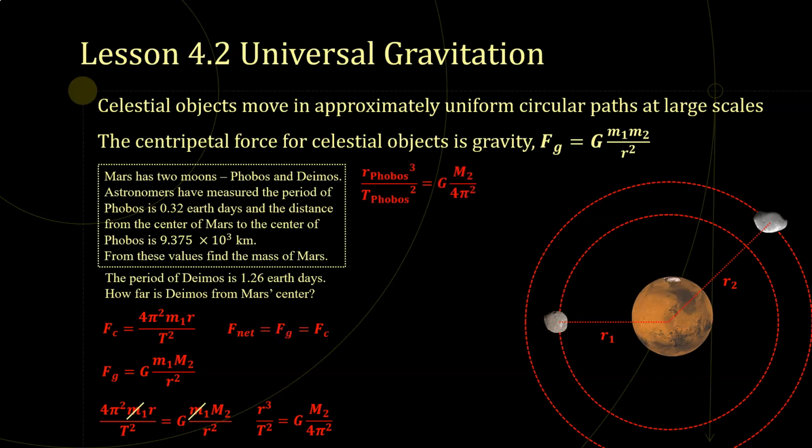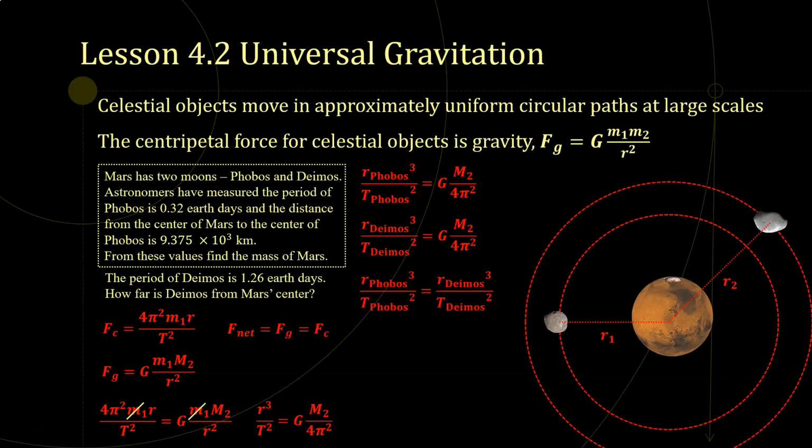So let's take a look at what this would look like if we were calculating this for Phobos. I know all of these values for Phobos. And let's take a look at what this would look like if I was calculating it for Deimos, which is what I'm looking for. Notice that on the right-hand side of this equation, I have all constants. On the left-hand side of this equation, I have variables. What if I just set these equal to each other, because they're both equal to the same thing?